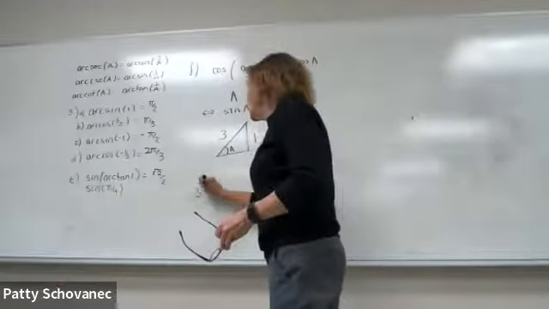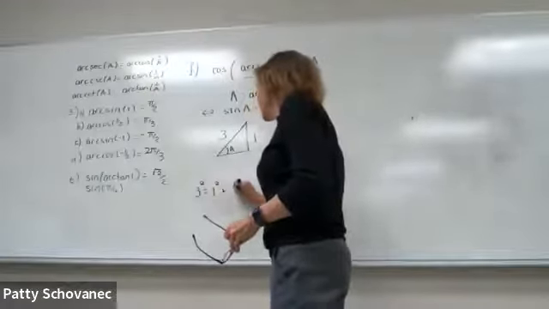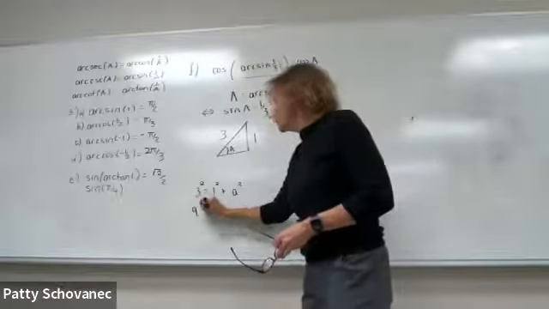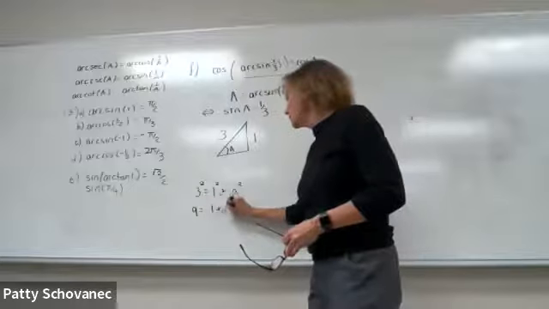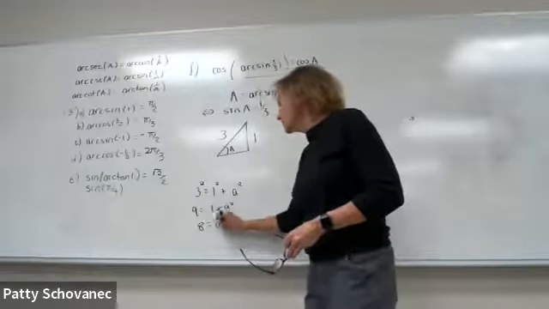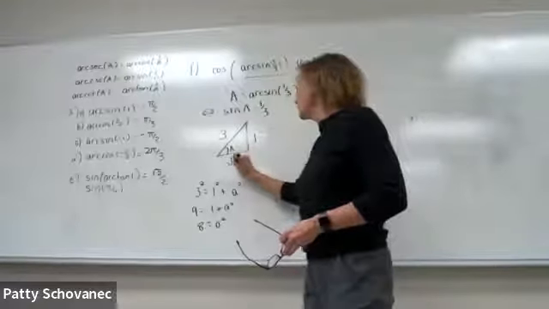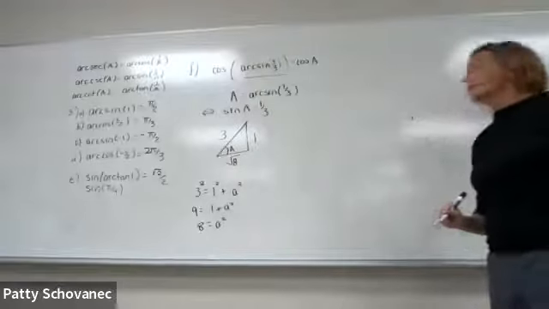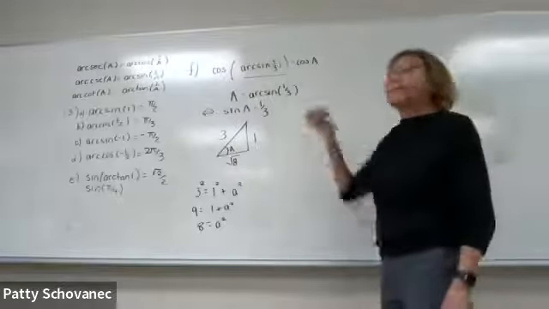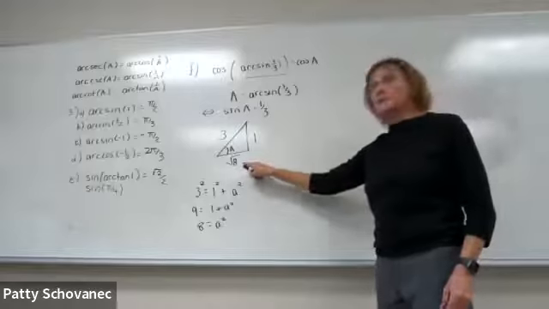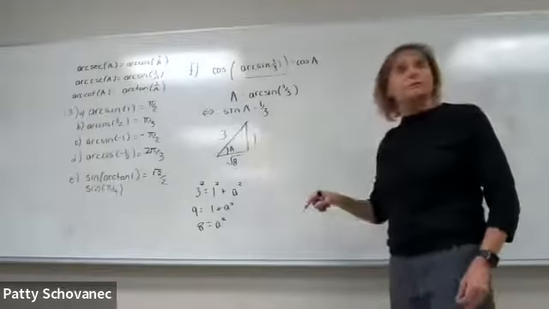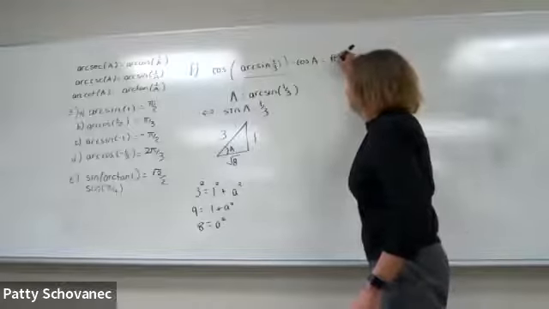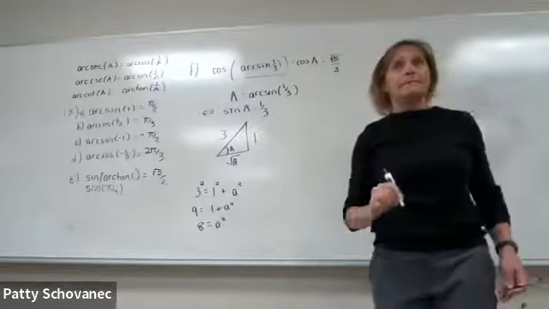I have hypotenuse squared is leg squared plus, say, the other leg squared. So 3 squared is 9. That gives me 8. So a little a is the square root of 8. And so the cosine of the arcsine of 1/3 is the adjacent over the hypotenuse. Square root of 8 over 3. That make sense?